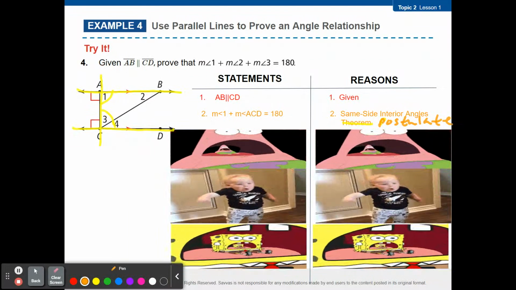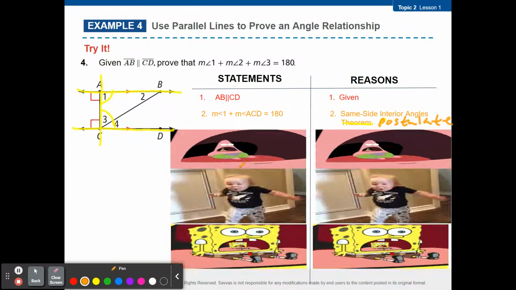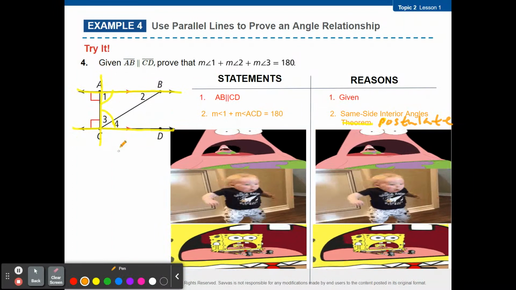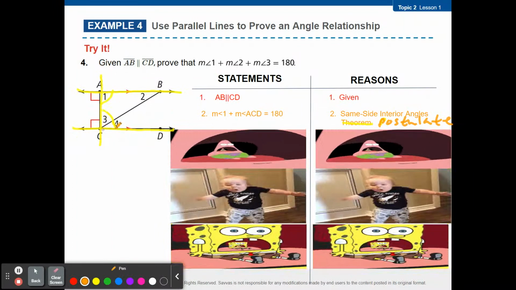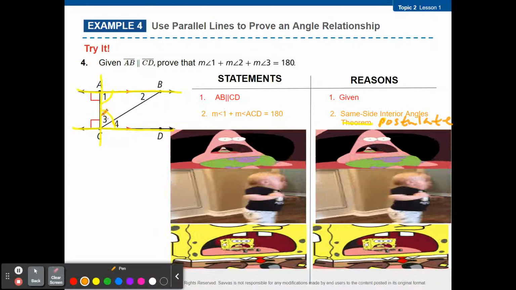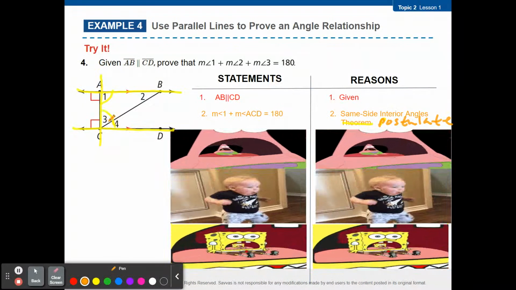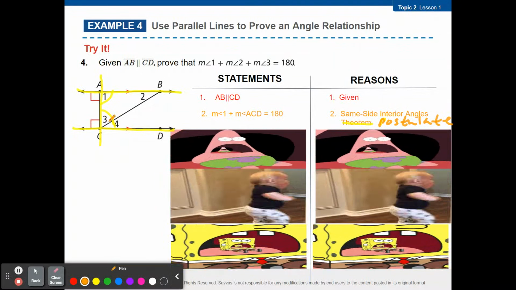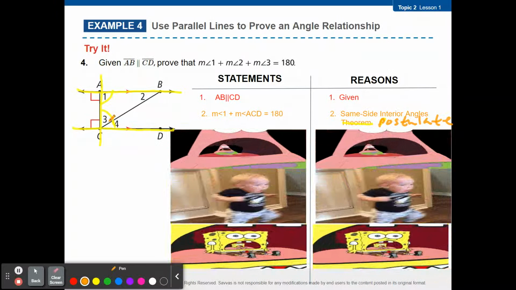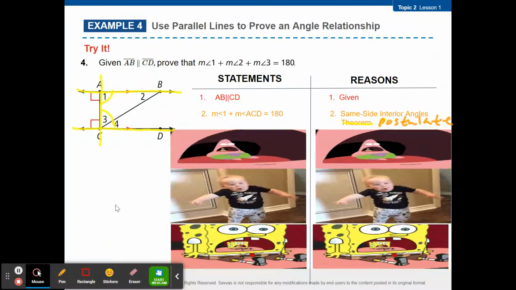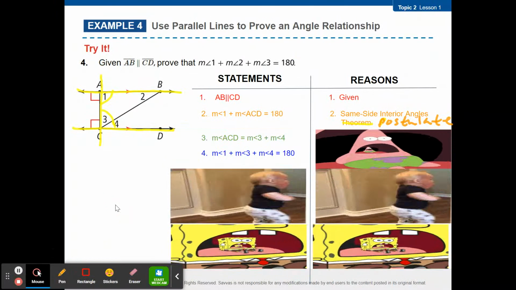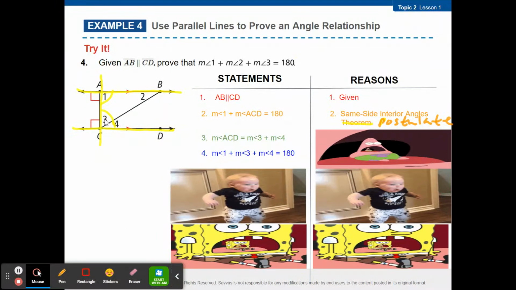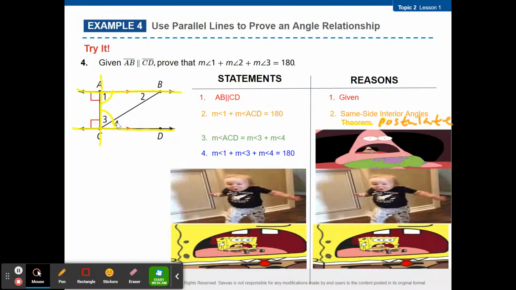Okay. So now for my next thing. I have the measure of angle 1, I still need the measure of angle 2, and I need the measure of angle 3. If I look at ACD, I see that angle is these two combined, right? So what do you think I'm going to apply there? No, not combine like terms. Not substitution. ACD, so this angle right here, is equal to the measure of angle 3 plus the measure of angle 4, which is what?